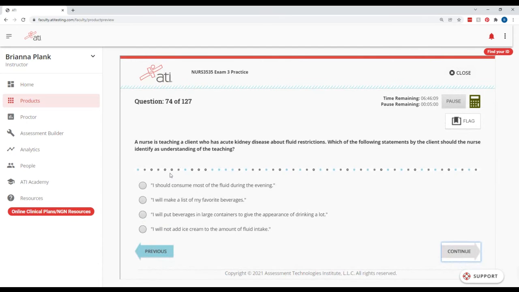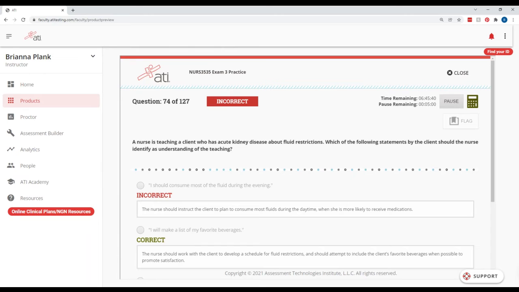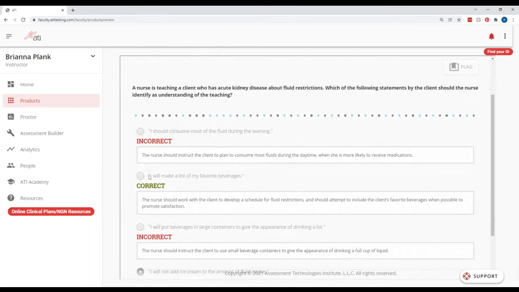Okay, we're teaching about fluid restrictions. Which one of these is true about fluid restrictions? What do you guys think? Couple guesses for D. So it is a B.